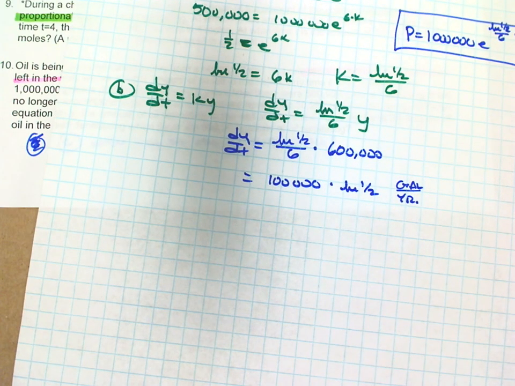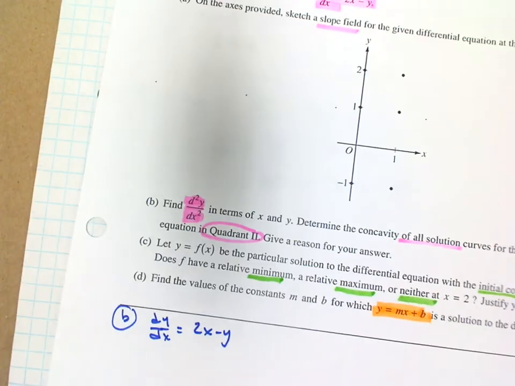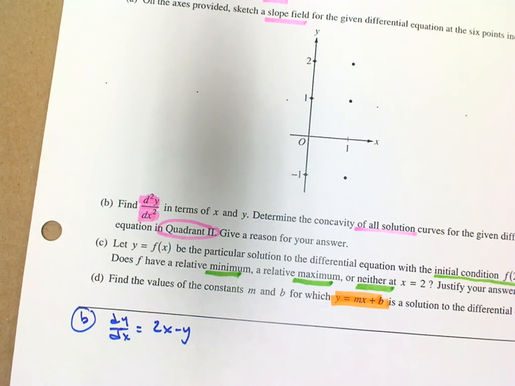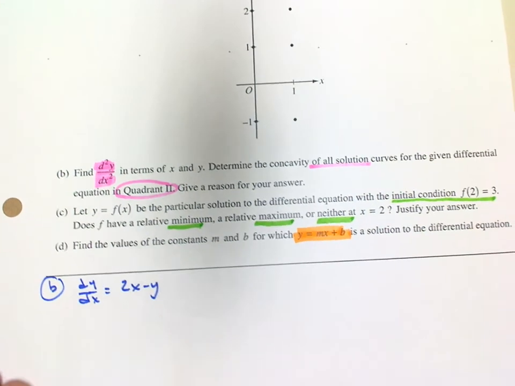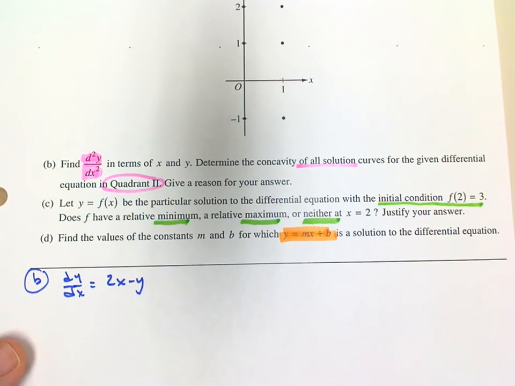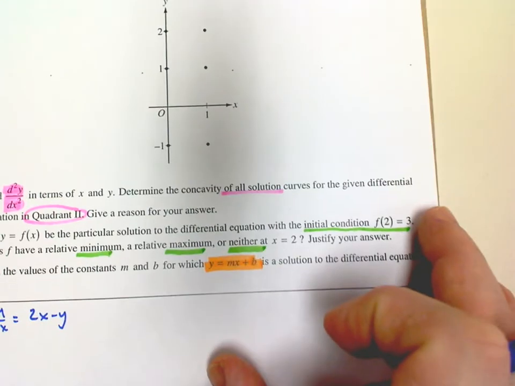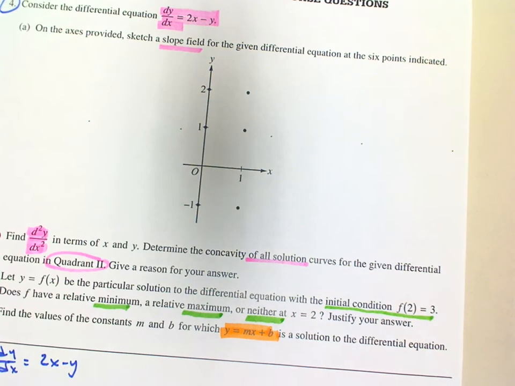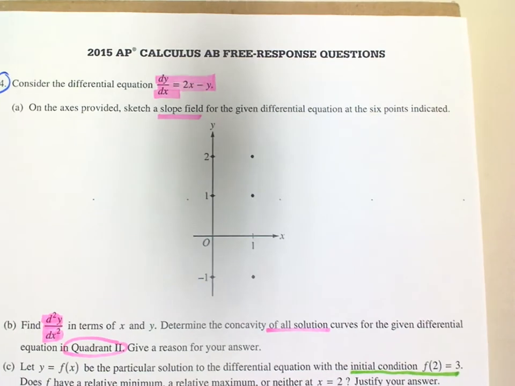And if I am correct, we should have a free response problem. So this free response problem comes from the 2015 AP exam. And it gives us a differential equation, and then it says go ahead and do a slope field. This is going to be a non-calculator problem. This is number 4. It means no calculator. I can't use my function.